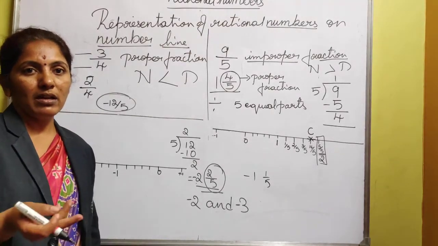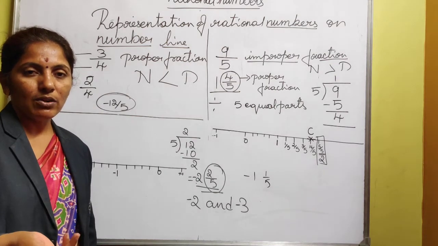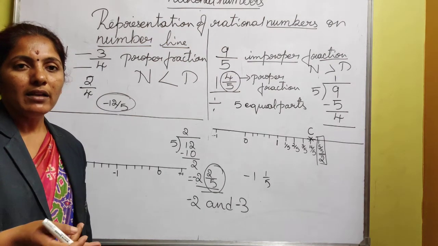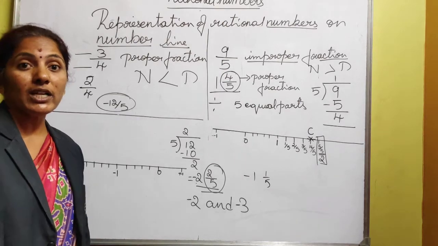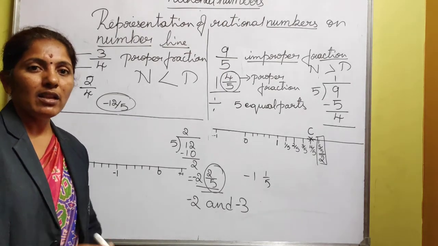Next class we will be learning a few more properties, that is the distributive property, and how to find a few more rational numbers between any two rational numbers.